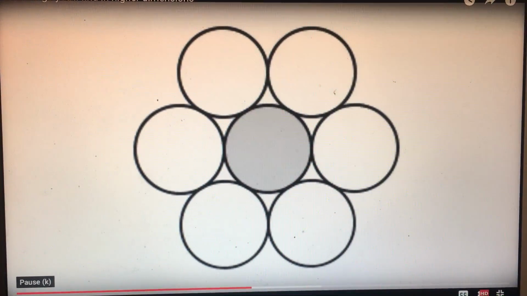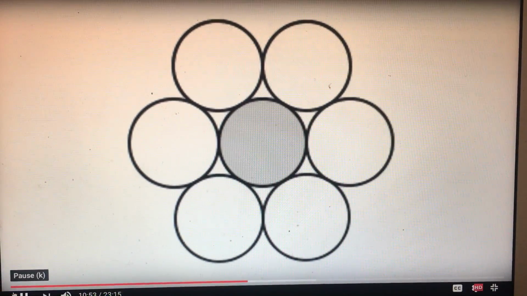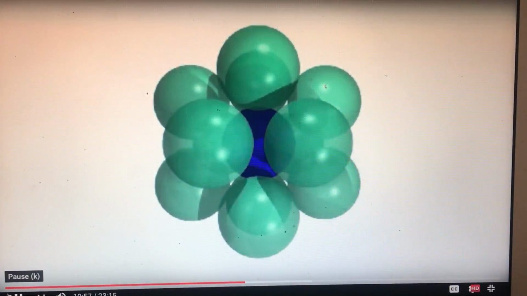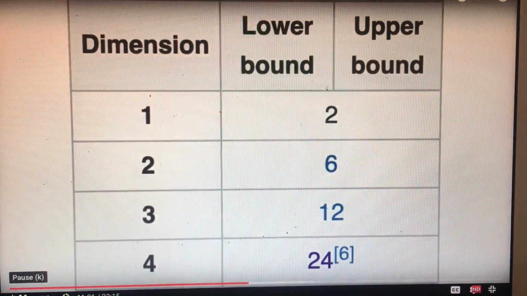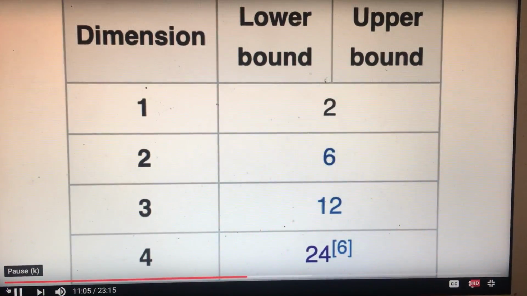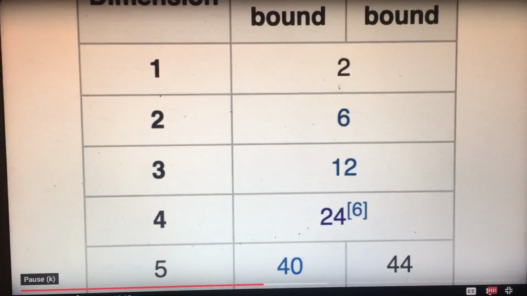This wasn't too hard to find, but in 3 dimensions it already got difficult, as it took mathematicians a while to figure out that in fact 12 is the kissing number. And after much more effort, we have determined that in 4 dimensions the kissing number is 24. However, for 5 dimensions, we don't know the kissing number. We just know, as of this video, that it's between 40 and 44.